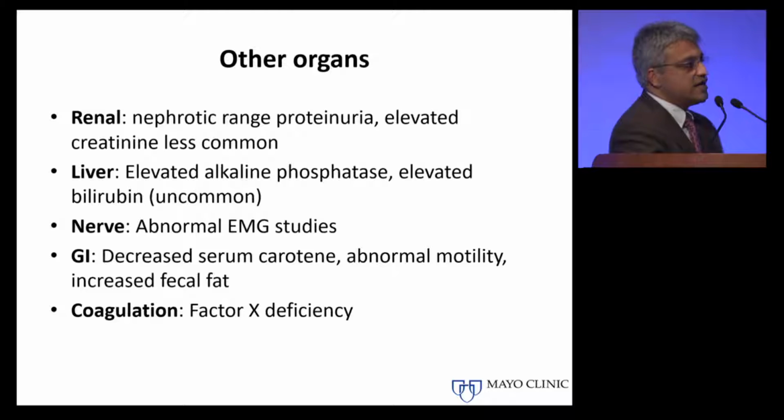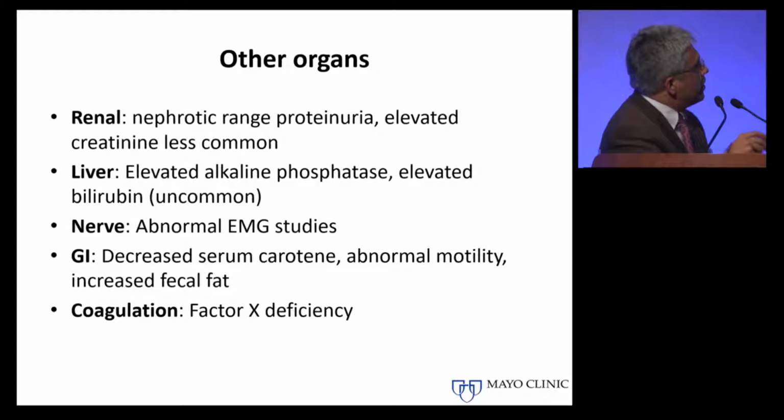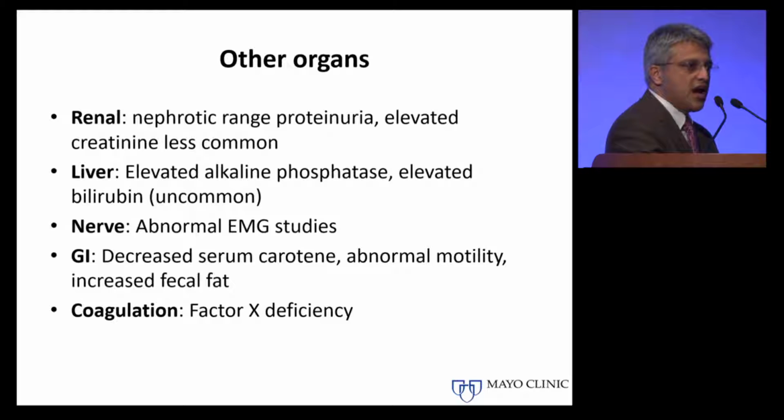What about the other organs? Renal involvement typically presents with nephrotic range proteinuria. Renal failure is rather uncommon in the early stages, and usually denotes a very late stage of amyloid involvement. Liver involvement typically is associated with elevated alkaline phosphatase. Hyperbilirubinemia is again a later stage.